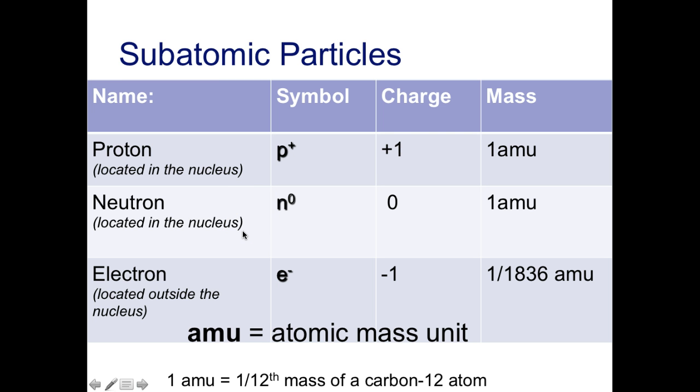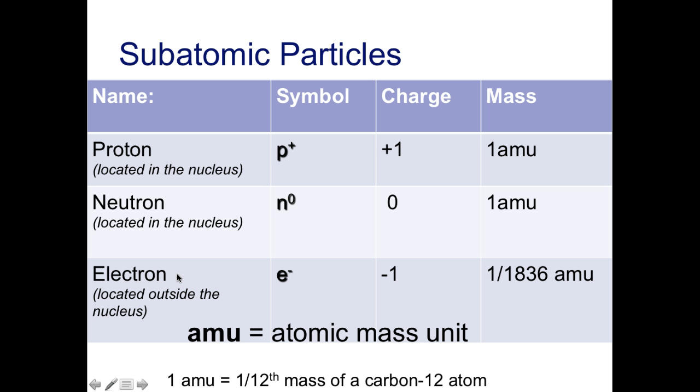The neutron is the other subatomic particle that is located in the nucleus. It has an N with a superscript of 0. The charge is 0. It doesn't have a charge. It is a neutral particle. And the mass is also 1 AMU. So the mass of the proton and the mass of the neutron are the exact same.